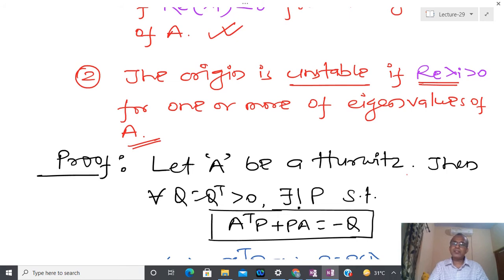Anyone has confusion? Then please let me know. Silpi, are you able to follow? Okay. So Binay, Nidhi, anyone has any confusion? Have you understood the idea of the theorem or not?